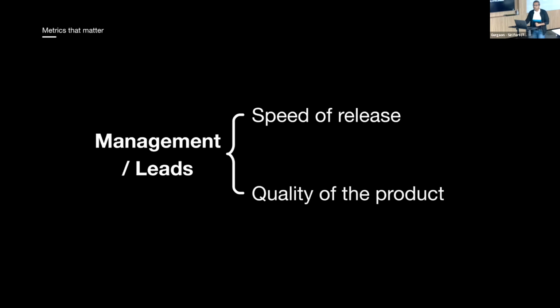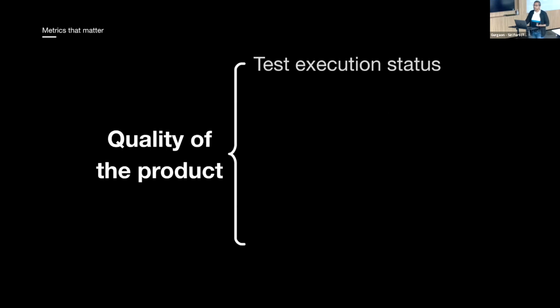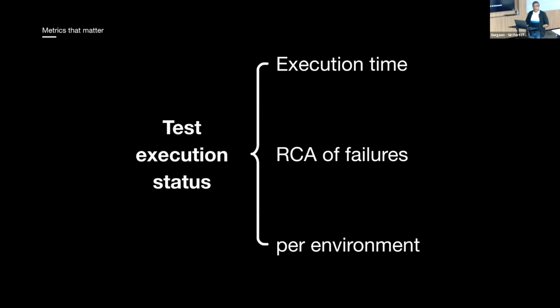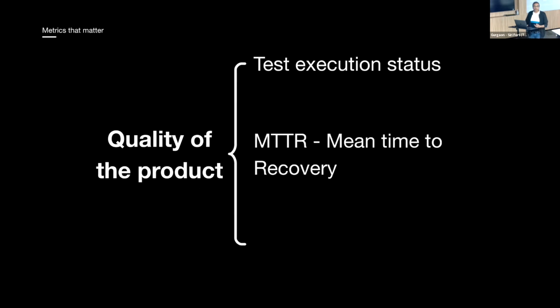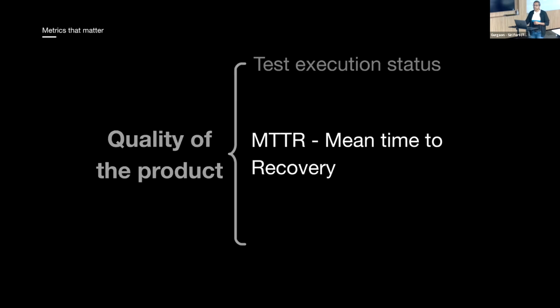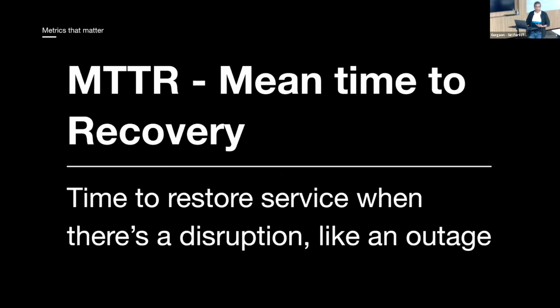Now, from the quality of the product perspective, what is management going to care about? Test execution status, which means execution time, RCA of failures, and it has to be per environment, because again, these are actionable things. If this environment seems to be getting more test failures, what is the reason? What can be done to fix it so that we can move on and get better quality feedback? Mean time to recovery: if certain services go down, how much time does it take to recover from those as well? Can we track it?